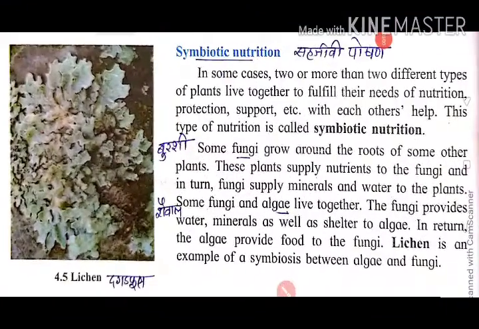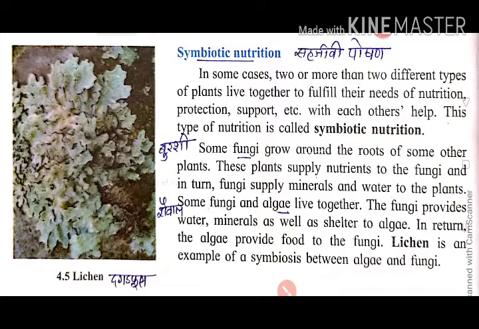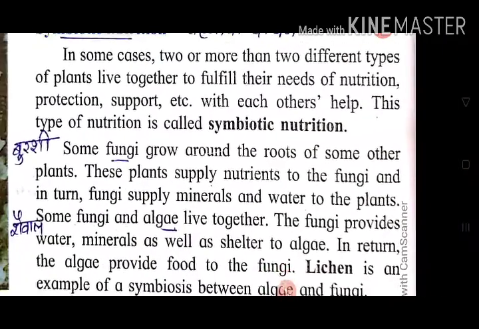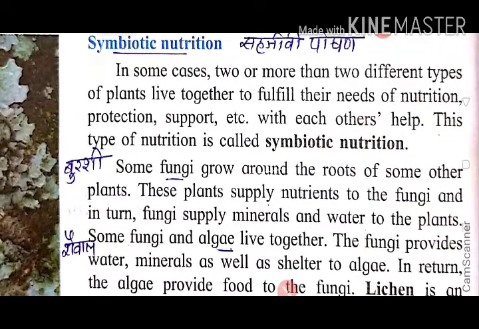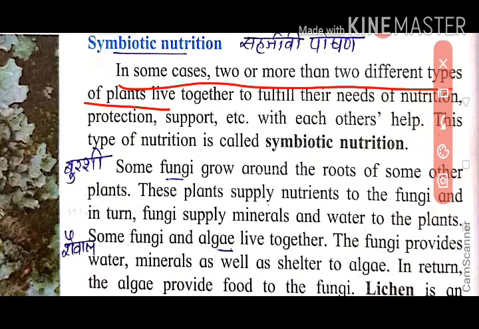See, the next point is symbiotic nutrition. In some cases, two or more than two different types of plants live together to fulfill their needs of nutrition, protection, and support. Nutrition, पोषण, protection, संरक्षण, and support, आधार. For that, they live together.